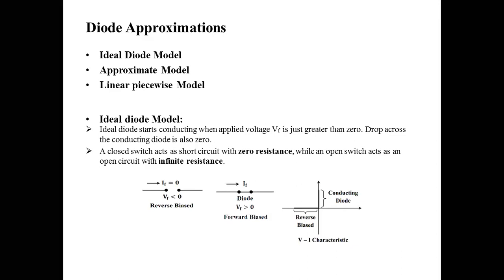The ideal diode model is where I consider the diode as ideal. In that case, you have seen that for the cut-in voltage or threshold voltage, some minimum voltage is required to get the diode on.